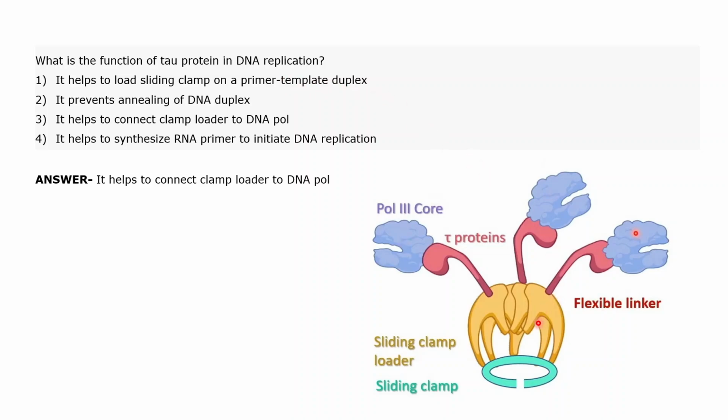The option 1 is the function of the sliding clamp loader, and option 2, preventing annealing of DNA duplex, is the function of certain proteins that prevent the annealing of the DNA duplex, right? They maintain it in a single stranded fashion. So what proteins might be involved in that? It prevents the re-annealing of the DNA duplex. Which proteins actually carry out that particular function? Anyone?